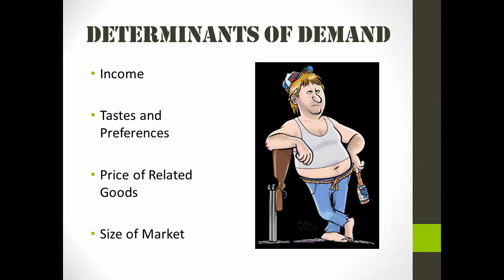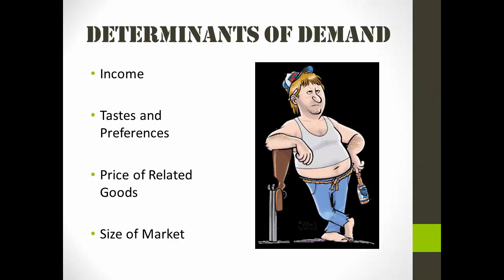Some factors that influence demand are income, taste and preferences, price of related goods, and the size of your market. So how does this influence the market? Some people have goods that they'll have to have, called normal goods. These are products that as your income increases, you will buy more of them. Then there's inferior goods, which are goods that as your income increases, you buy less, and as your income decreases, you buy more.